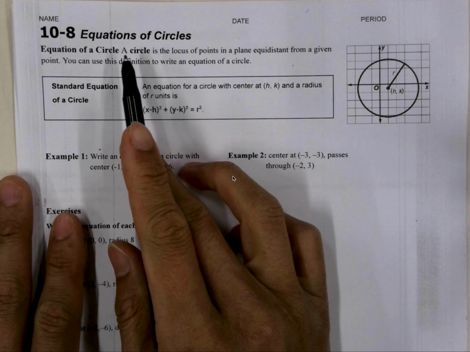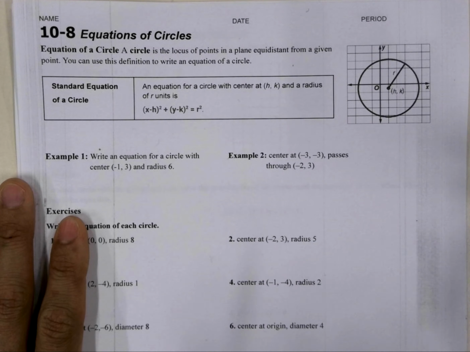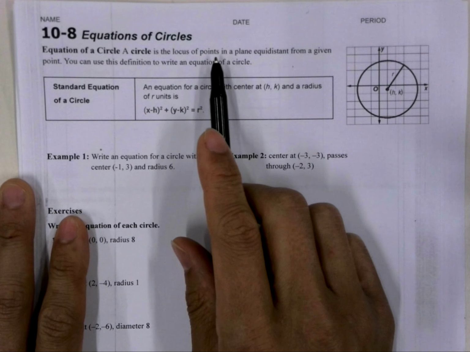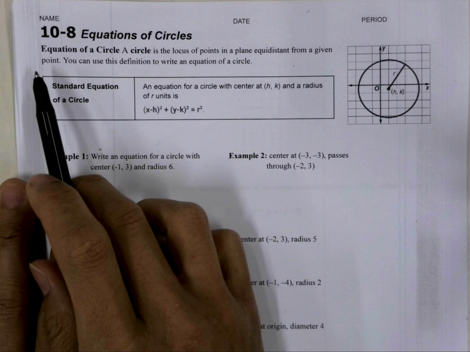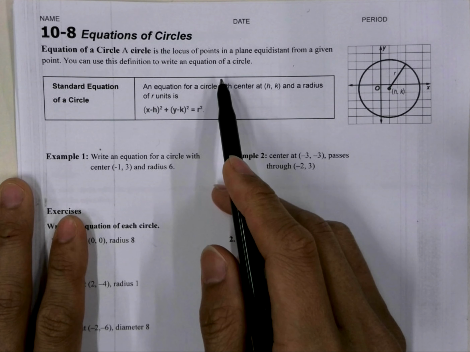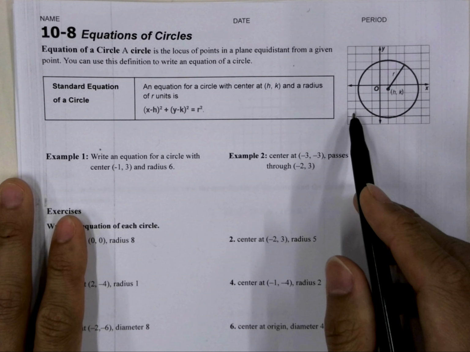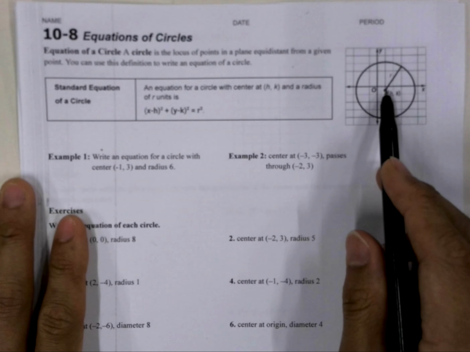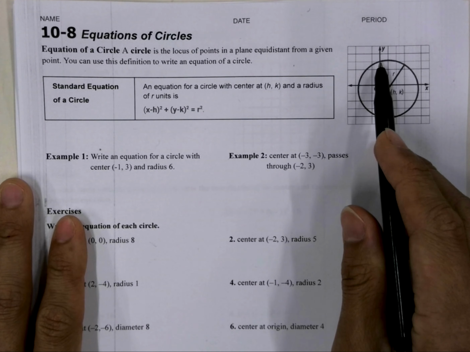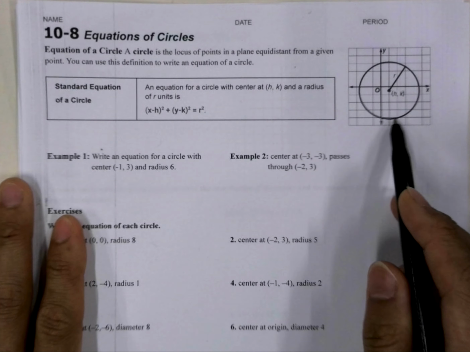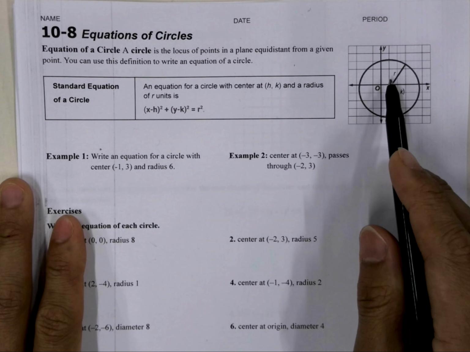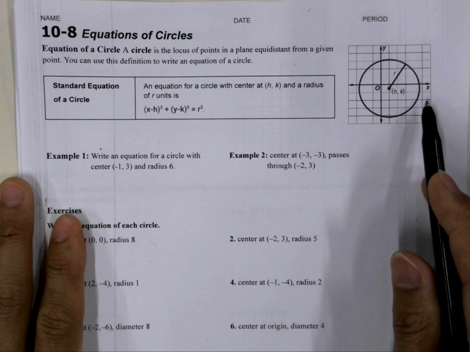Chapter 10.8, Equations of Circles. A circle is the locus of points in a plane equidistant from a given point. You can use this definition to write an equation of a circle. So here we have the circle with the center (h, k), and it is all the points that are a certain distance r, the radius, away from the center.